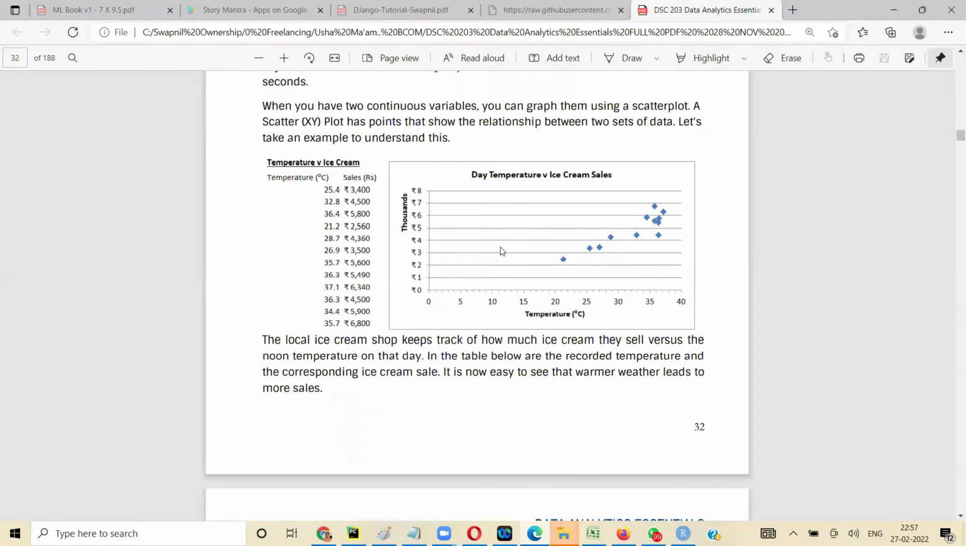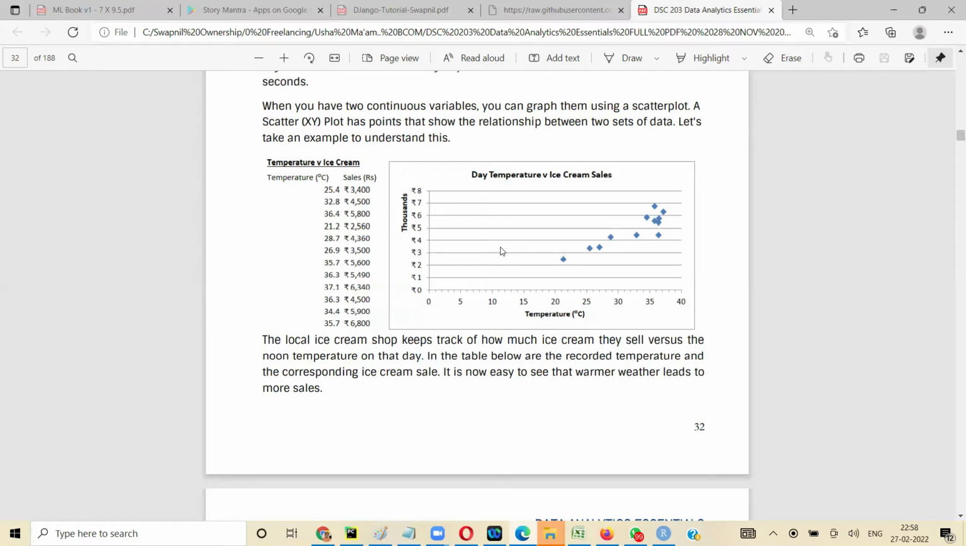When you have 2 data, you will end up creating a scatter plot. A scatter plot gives you the relationship between x and y axis, right? So one value you will put on x axis, other value you will put on y axis, and you'll draw a scatter plot, and it will look something like what you see on the screen, right? So you see the relationship between x and y. On x you have temperature, and on y you have sales, right?